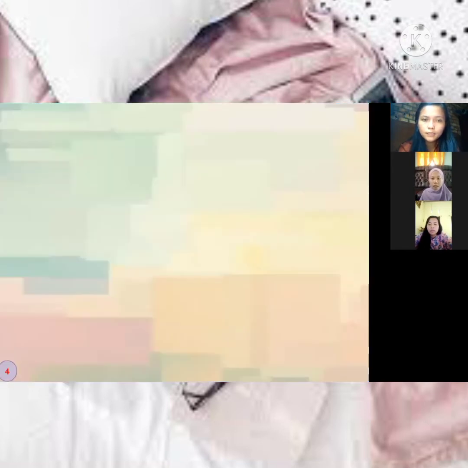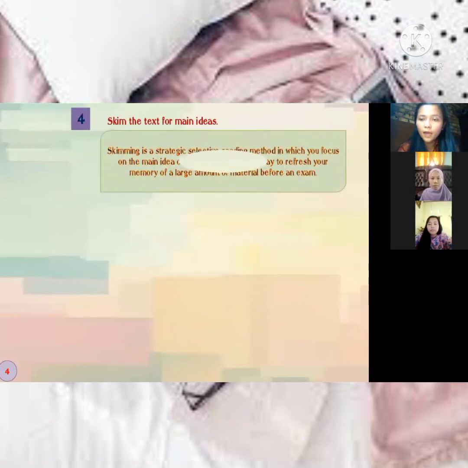And the next, number 4. Skim the text for main ideas. Skimming is a strategic selective reading method in which you focus on the main idea of the text, or an efficient way to refresh your memory of a large amount of material before an exam.